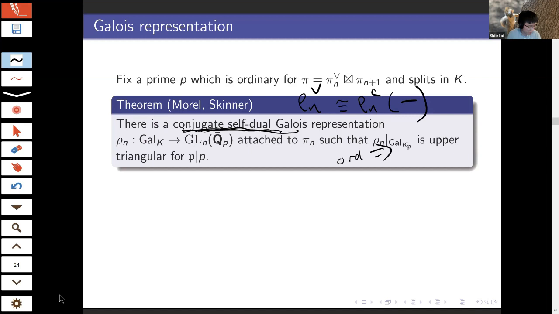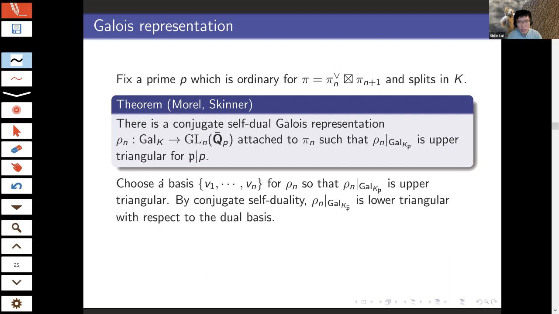And basically from this, we can choose a basis for rho_n, which I'm also using to denote the representation space, so that with respect to this basis it's upper triangular. And we can identify, using conjugate self-duality, rho_n restricted to the conjugate place. There is a bar here. We can identify rho_n restricted to the conjugate place with rho_n dual. So we can use the dual basis. And with respect to the dual basis, this will be lower triangular.